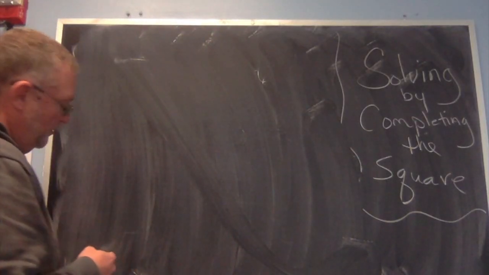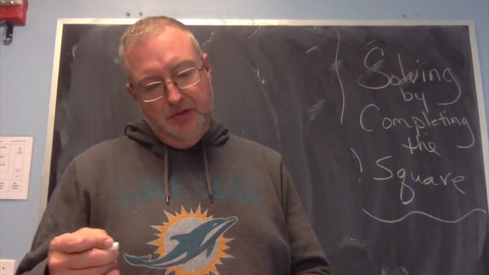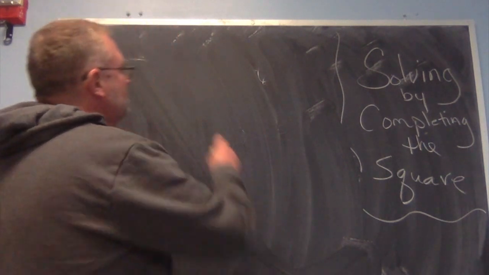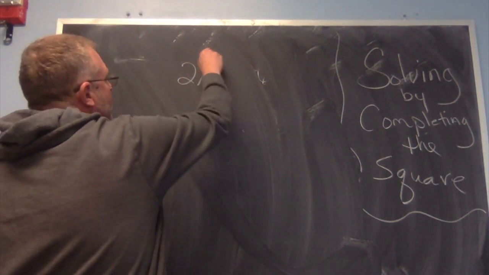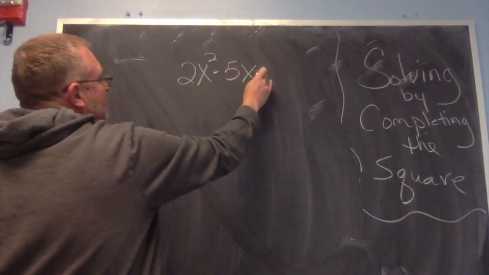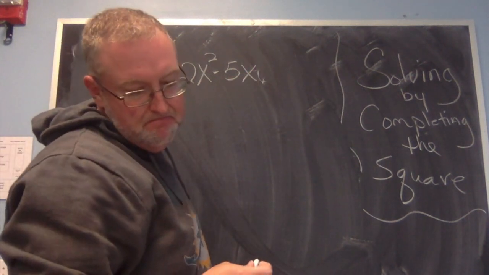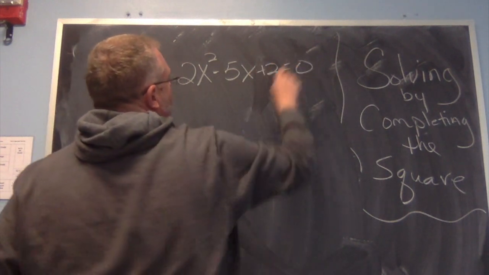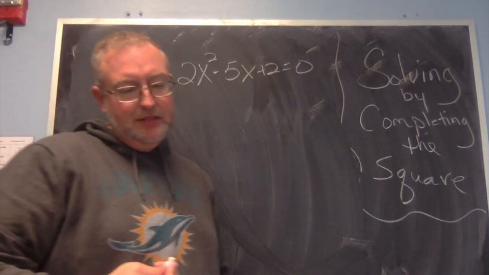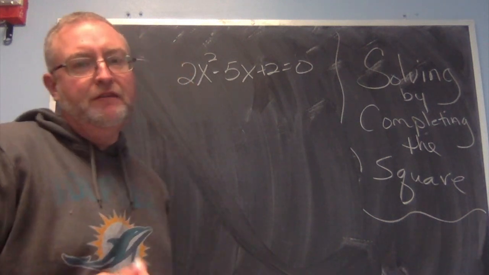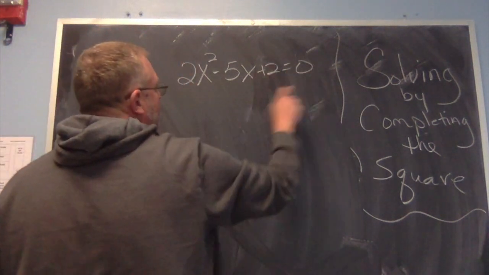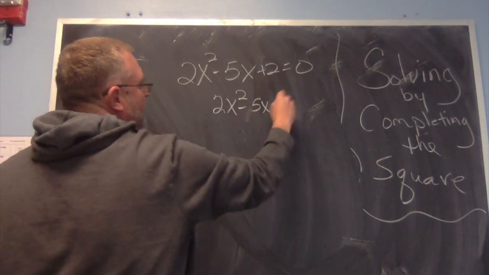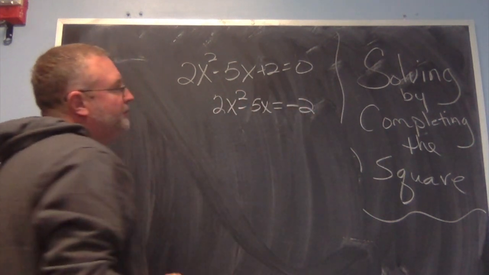The next example adds one more little curveball into it, then we can work some out. We have 2x squared minus 5x plus 2 equals 0. Now, the first thing I want to do is get it to that first form by taking this constant over here. So now I have 2x squared minus 5x equals, I subtract 2, a negative 2.